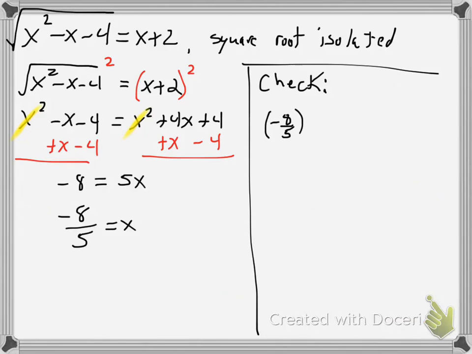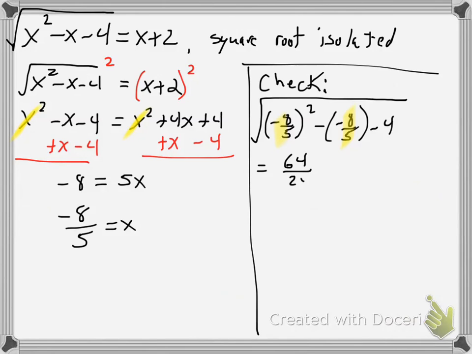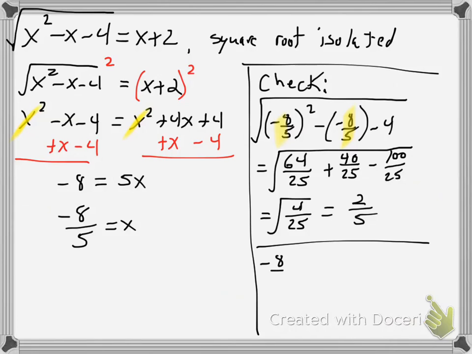So we're going to check on the left-hand side. Okay, so -8/5 squared minus -8/5 minus 4. That's going to be 64 over 25 plus 40 over 25. The plus comes from subtracting a negative. I want common denominators, so I multiply the numerator and the denominator by 5. 8 times 5 is 40. 5 times 5 is 25. 4 is the same thing as 100 over 25. With a common denominator, we get 4 over 25, which reduces to 2/5.